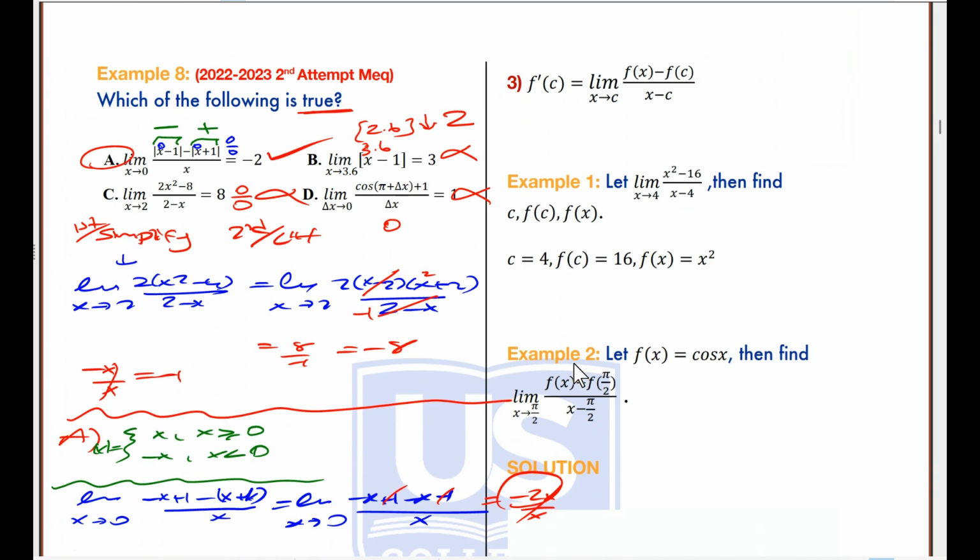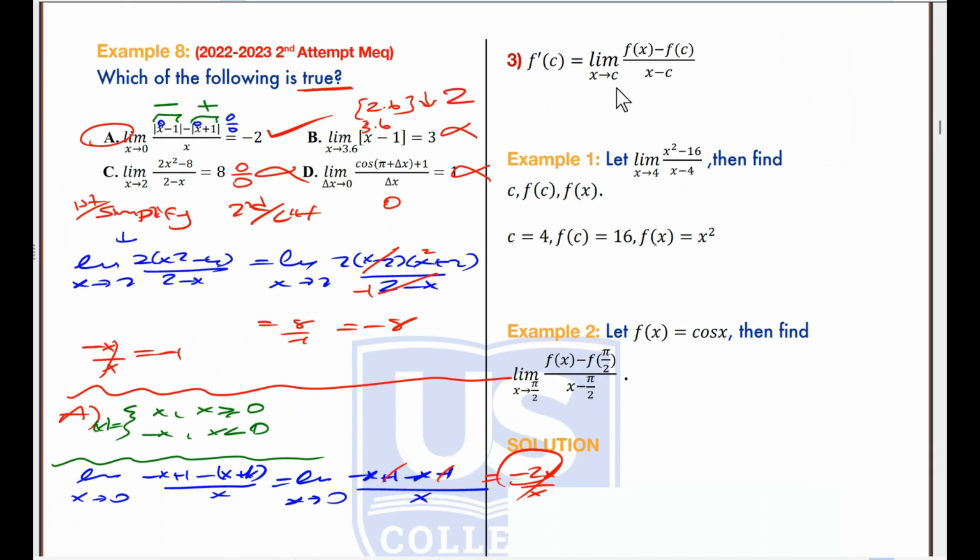Okay, one last form about the definition of limit. Limit as x approaches c of f of x minus f of c over x minus c. This also gives me the derivative of the function at x equals c. So first, let's try to recognize what c, f of x, and f of c are.